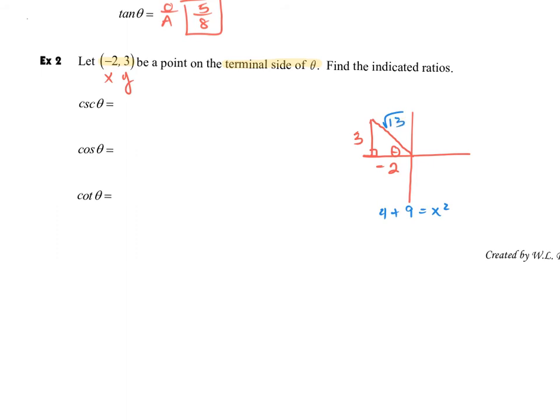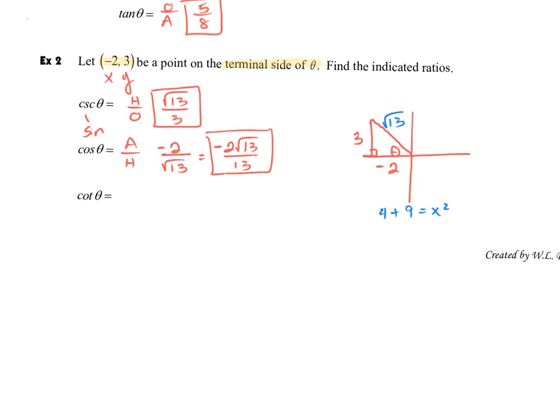So now, moving from there, again, we're just going to start working with our triangle and filling in our ratios. Cosecant is the reciprocal of sine, so I'm going to do the hypotenuse over the opposite. My hypotenuse is the square root of 13, and my opposite is 3. Cosine, my adjacent over my hypotenuse. My adjacent is a -2, and my hypotenuse is a radical 13. So I'm going to rationalize that: -2 square root of 13 over 13.